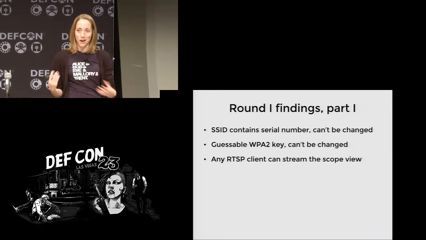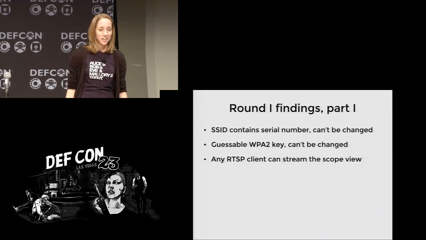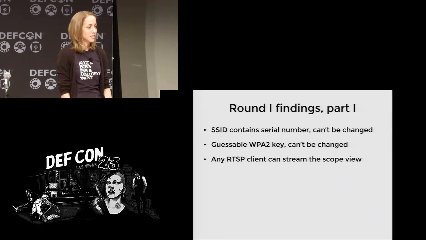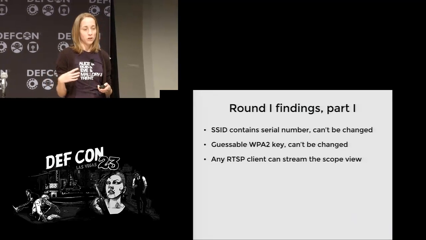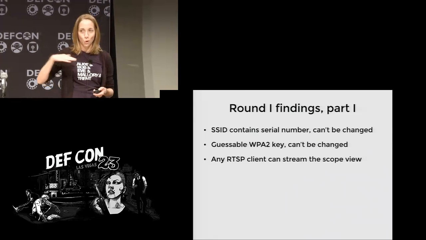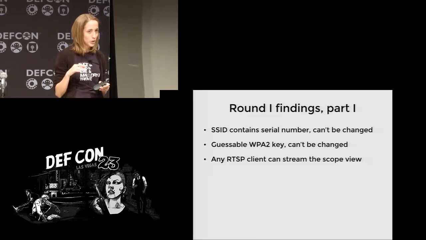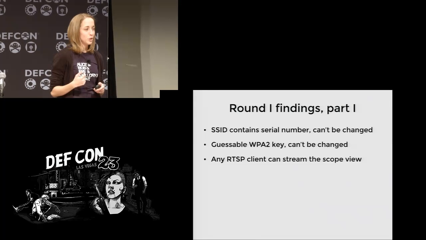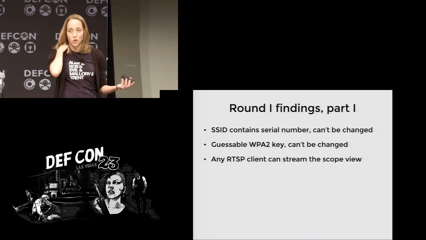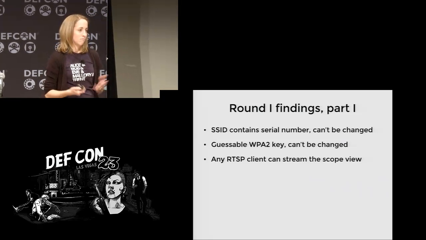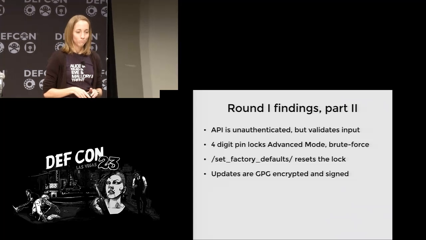So after all of this, the round one findings are that the SSID for the wireless network contains the serial number of the firearm. In our case, it was TP750 underscore the serial number. And you cannot change that. The WPA2 key to get onto the Wi-Fi is very easy to guess, for us anyways, and you cannot change that either. Any RTSP client can stream the scope view, but that's not a massive problem.